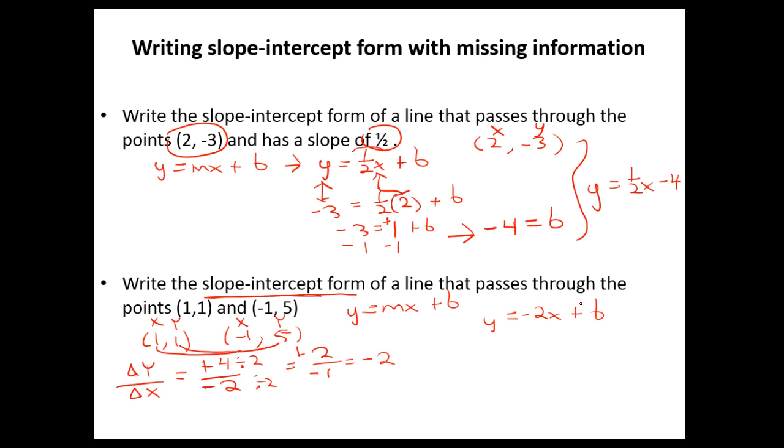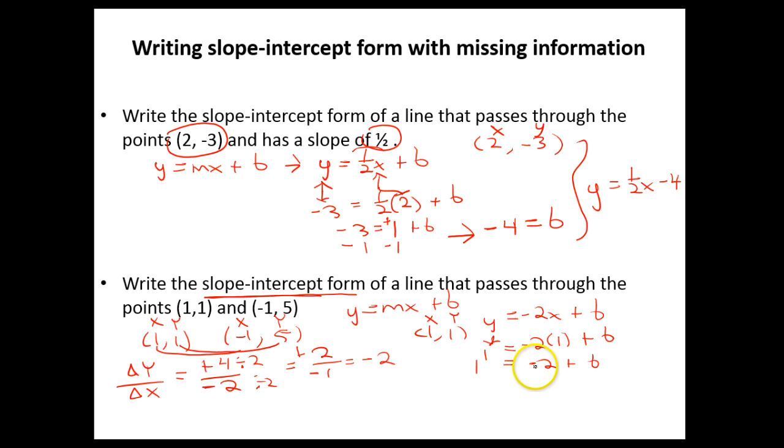I have 2 points that I can pick from. It does not matter which point I pick. I can pick (1, 1) or (-1, 5). Now if I look at those points, I'm thinking that (1, 1) is going to be easier to work with because it doesn't have any negatives. So I'm going to use (1, 1). And remember that that's my x and that's my y. So instead of y, that turns into a 1. Negative 2x turns into a 1 as well, plus b. So -2 plus b equals 1.